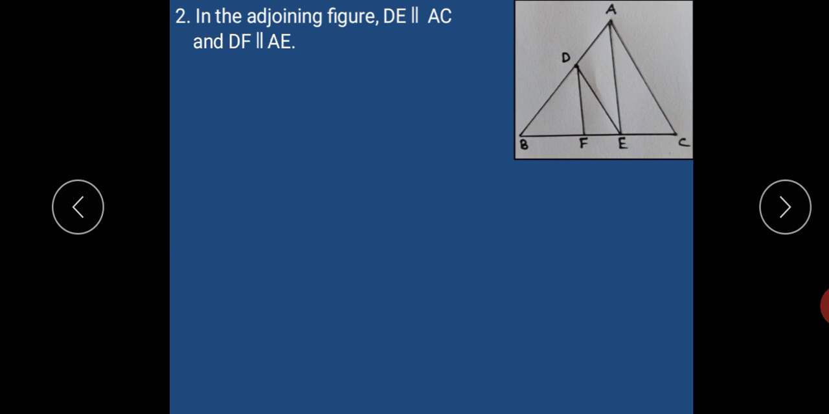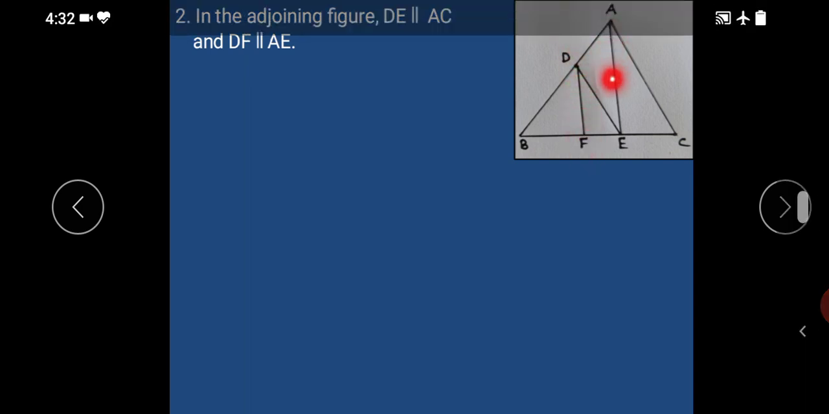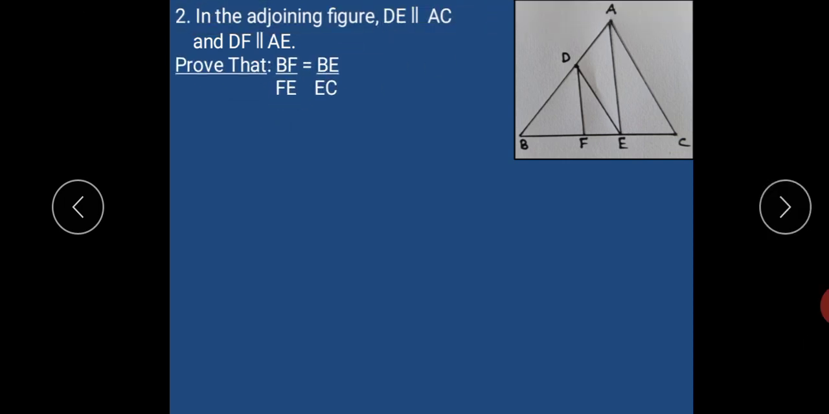Let's go to the second rider. Yeah, this is a nice one. In the adjoining figure, DE is parallel to AC and DF is parallel to AE. Now see, DE here is parallel to AC, and second, DF here is parallel to AE. So we can use BPT in two different triangles. Let's see what is asked to prove. BF upon FE is equal to BE upon EC. These ratios which are asked are on the same side of the triangle. That means on the other side, the ratio is the same, that is BD upon DA. So that you can equate the two ratios.